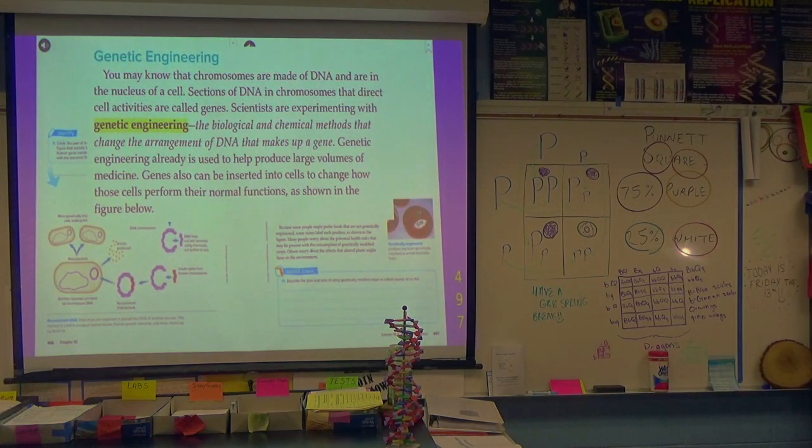You may know that chromosomes are made of DNA, you better know that, and are in the nucleus of the cell. Sections of DNA and chromosomes that direct cell activities are called genes. Scientists are experimenting with genetic engineering, the biology and chemical methods that change the arrangement of DNA that make up a gene. That's your definition for genetic engineering.